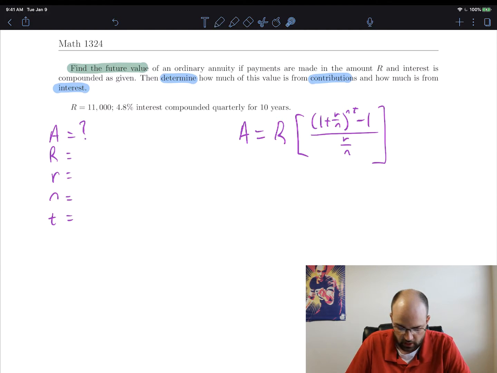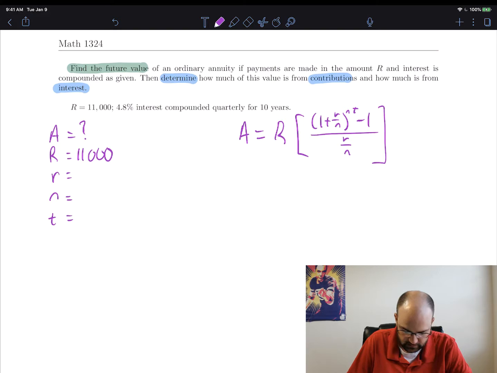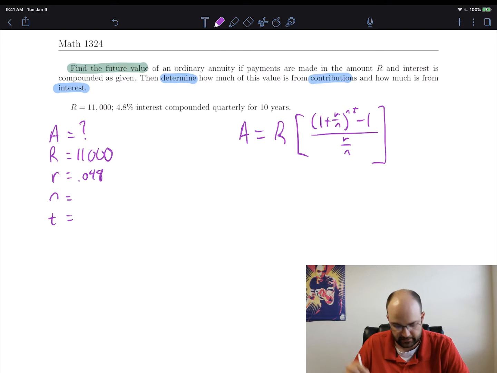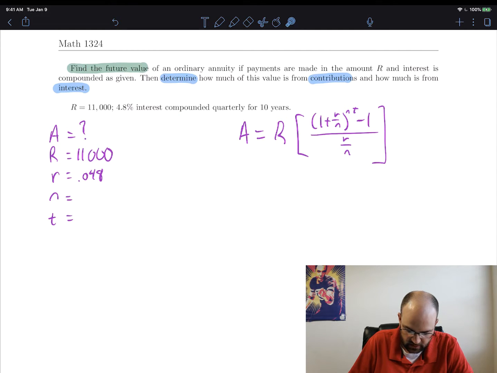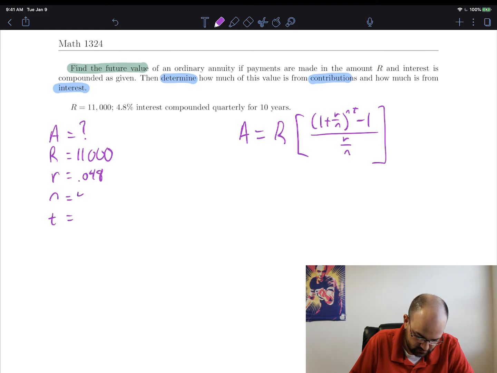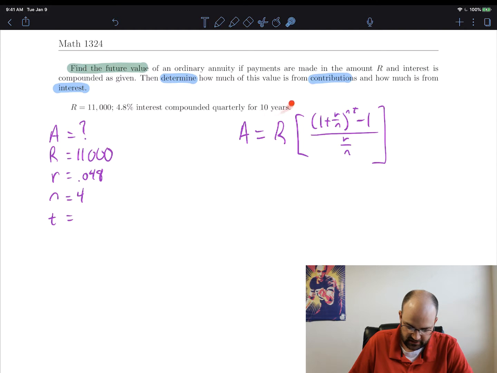The revenue stream R is told to us. R is 11,000. Little r is the interest rate, so 4.8% interest compounded quarterly. So the r is actually 0.048 because you move the decimal to the left 2 places. And then little n is the number of times we compound in a year, which is compounded quarterly. So ask yourself, how many quarters are there in a year? 4 of them. And then little t is the time in years, and that will be 10.